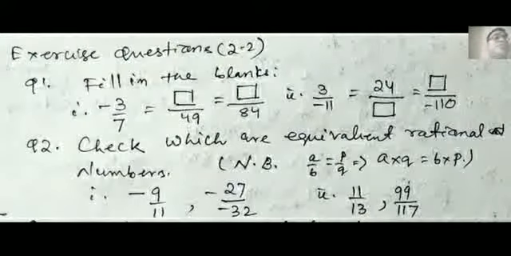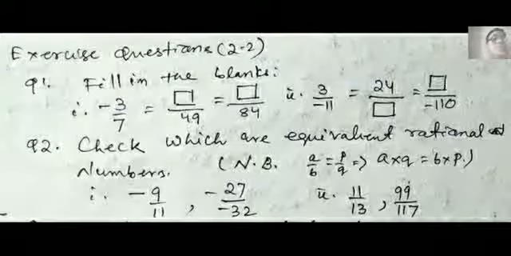Now some questions for you to work out. As you have understood the chapter and we are coming to the end of this chapter now, some work for you. Try to practice yourself. Question 1, fill in the blanks. Minus 3 by 7 is equal to dash by 49, equal to dash by 84. Second bit, 3 by minus 11 is equal to 24 by dash, equal to dash by minus 110.